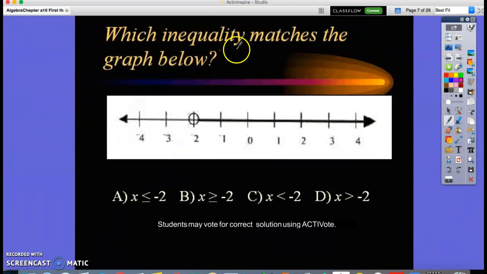Now, which inequality matches the graph below? So start from this, an open circle at negative 2 and all the numbers above negative 2. So this is the solution, right?